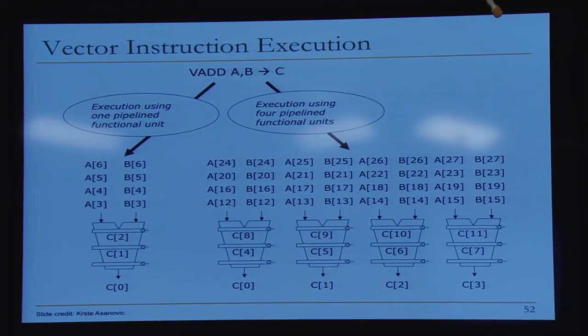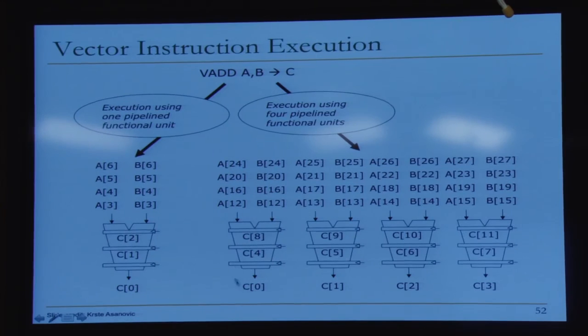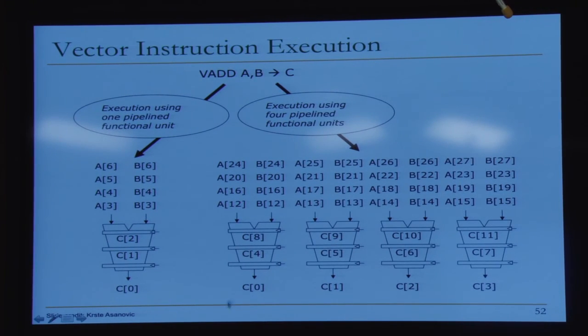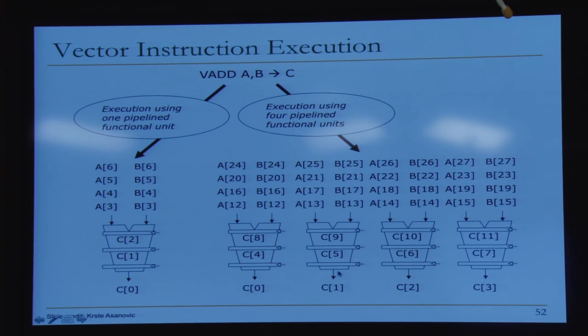Well, you can make life a little bit easier if you partition the register file. But this makes life a little bit harder for the programmer, right? The elements of the vector registers that this functional unit operates on are restricted to 0, 4, 8, dot, dot, dot. The elements operated on by this functional unit are restricted to 1, 5, 9, dot, dot, dot. And you can do the same thing for these.